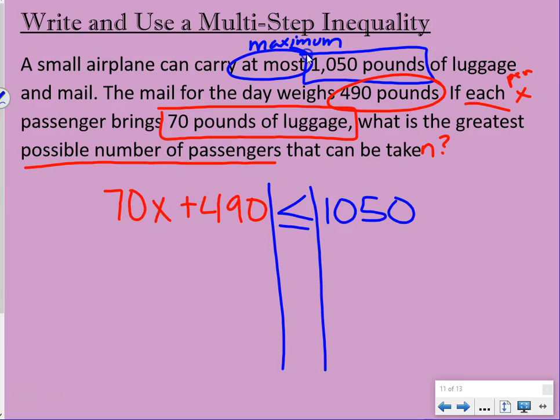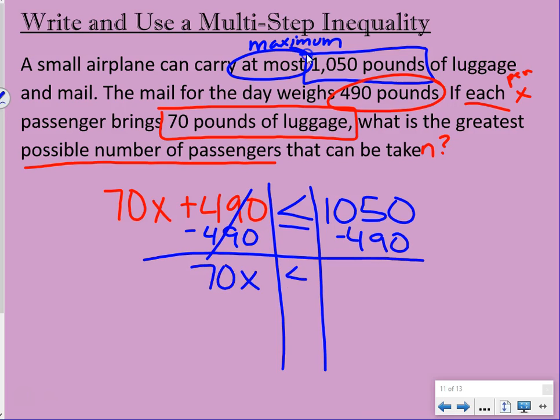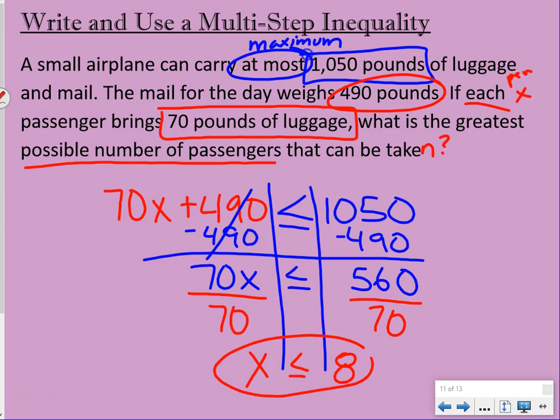Solve the inequality. Undo addition with subtraction. We have 70x is less than or equal to 560. Then we want to divide both sides by 70 to get x all by itself. And then we get x is less than or equal to 8.